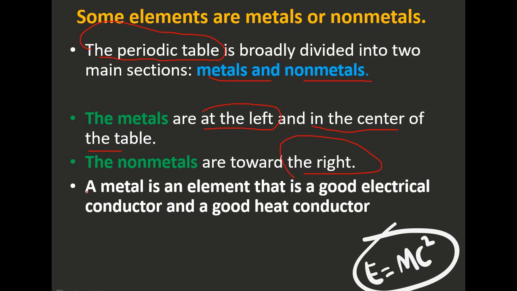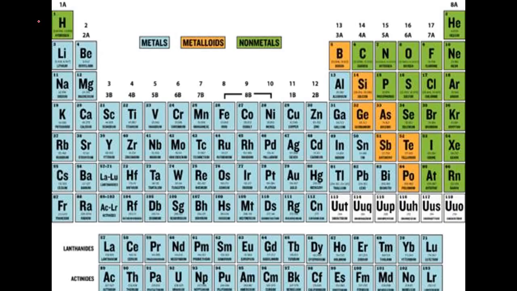What's meant by metal? Metal is an element that is a good electric conductor and a good heat conductor. So metal can conduct heat and electricity. Look, metal, the blue one here, is at the left and in the middle of the periodic table, while non-metals, green, are toward the right.